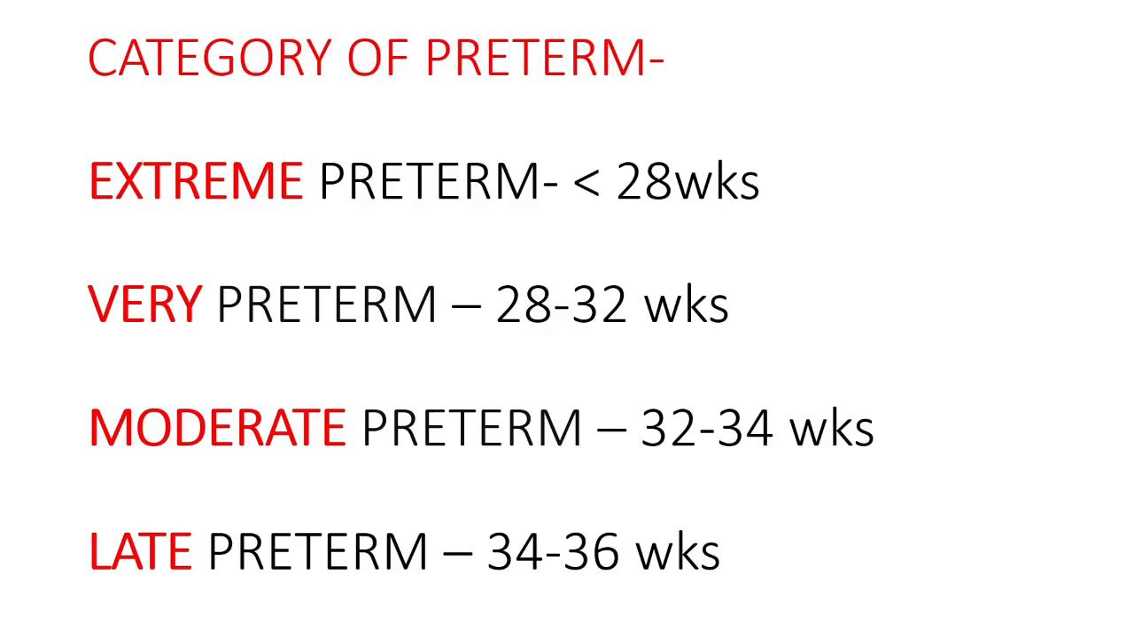Next, the categories of preterm. According to gestational age, preterm birth is classified into 4 different categories. First is extreme preterm, which is less than 28 weeks, then very preterm from 28 to 32 weeks, moderate preterm from 32 to 34 weeks, and late preterm from 34 to 36 weeks.